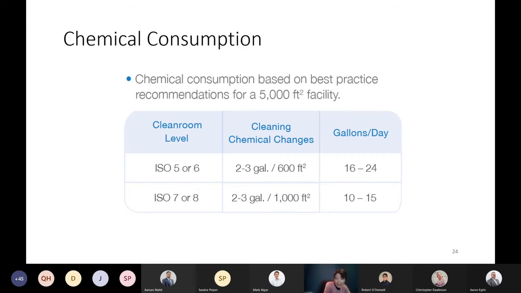So on a day, regardless of the facility, you need to basically dump that much liquid or chemical down the drain, anywhere between 10 to 24 gallons per day. So that's a lot of chemical waste. From an environmental and cost standpoint, it does not make any sense. We need to change that, and we can do better.